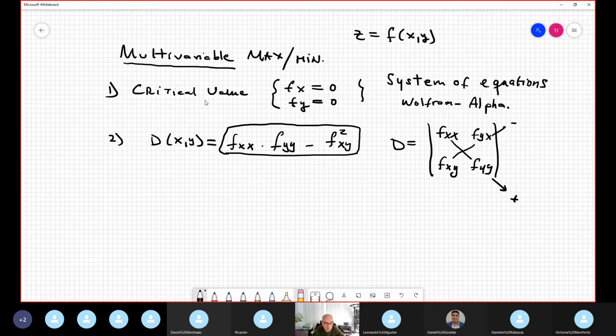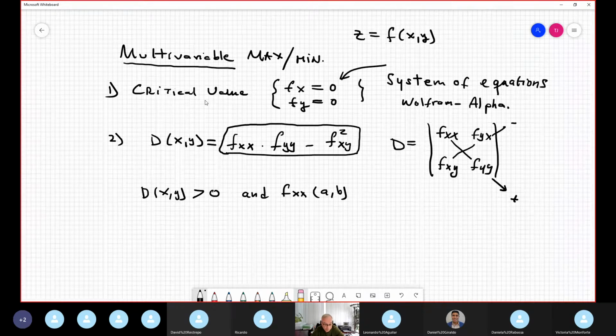Say D is positive and the second derivative with respect to x, evaluated at a specific point a comma b, is positive. Now, a comma b is the solution of the critical value. Suppose you have two critical values, you evaluate one by one. When this situation happens, that means we have a relative or local minimum.